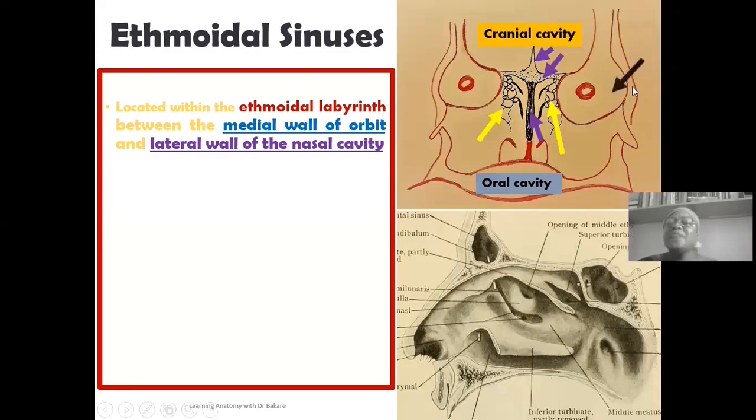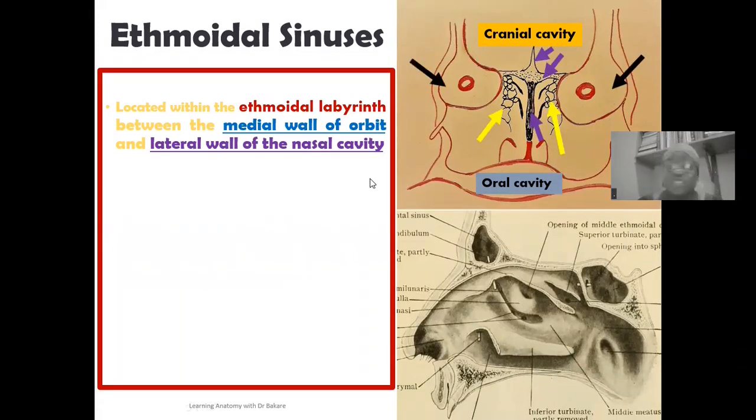So this is where you have the orbit. And if you look at the configuration of the orbit, you have the lateral wall on this lateral side, then you have the medial wall on this side. And of course, this is another orbit on the other side, having a medial wall and a lateral wall. So you see the ethmoidal air sinus being sandwiched between the medial wall of the orbit and the lateral wall of the nasal cavity. So that is how that is placed.